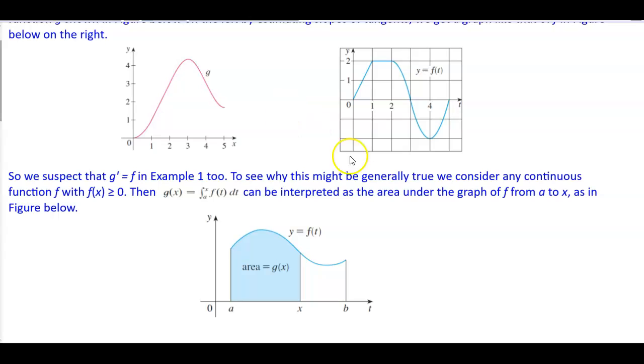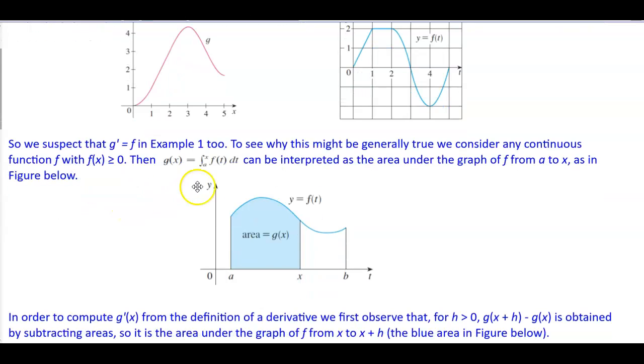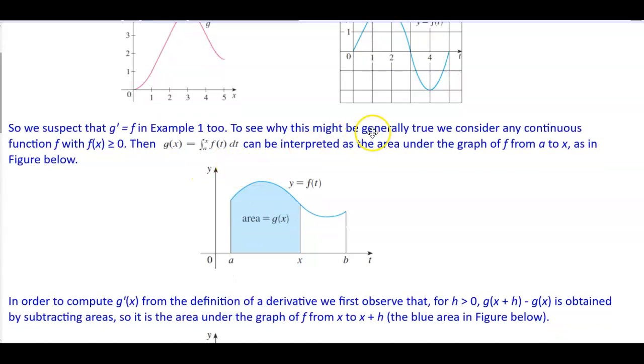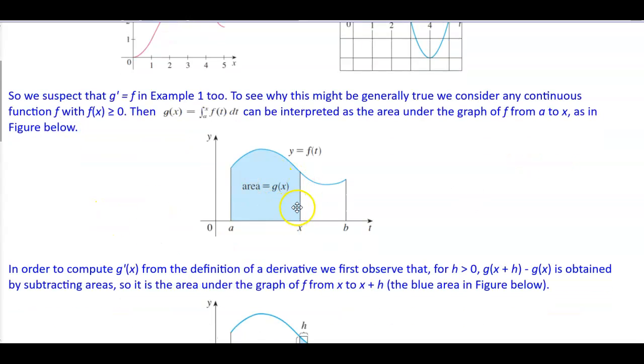To see why this might be generally true, we consider any continuous function f with f of x greater than or equal to 0. Therefore, the integral going from a to x of f of t dt can be interpreted as the area under the graph of f from a to x, as in this figure below.